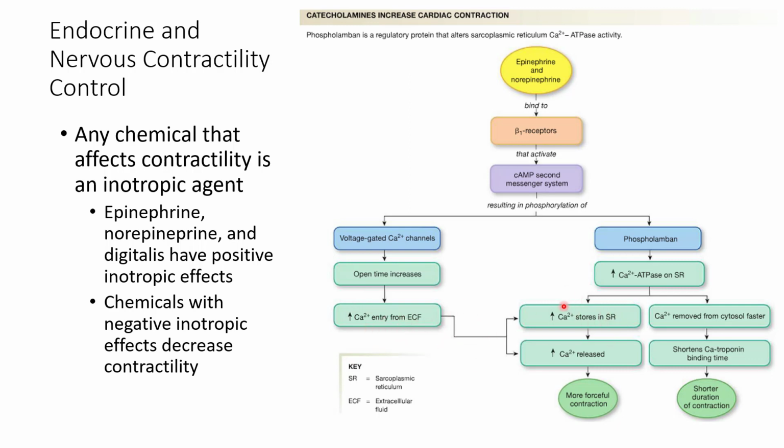So calcium increases from the ECF, and more of that calcium will be stored in the sarcoplasmic reticulum. That increases the amount of calcium that then gets released during contraction, and we have a more forceful contraction. So that's all happening.